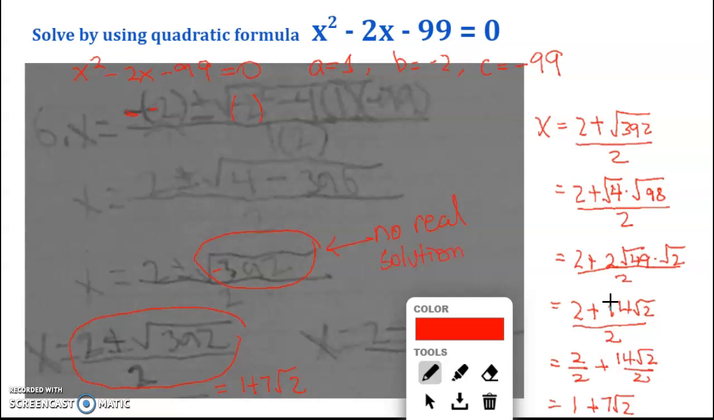And I have heard some students ask me, what does it mean by no real solution? That means no real number solution. And we are going to be talking about exactly that today. What do we mean by real number? Aren't all numbers real numbers? I mean, are there not real numbers? And that's where the complex number and imaginary number comes in.